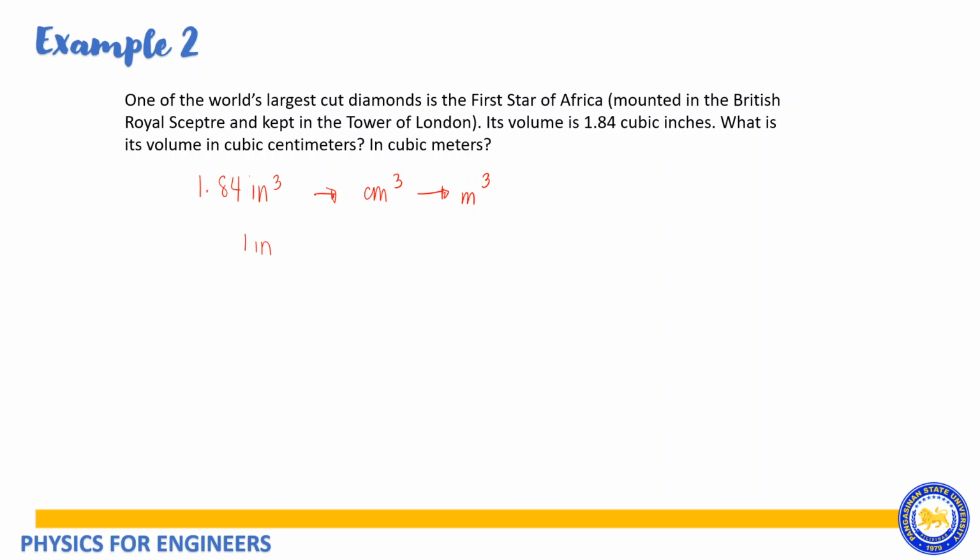1 inch is equal to 2.54 centimeters. Okay? And 1 meter is equivalent to 100 centimeters. So, i-set natin to 1.84 inches cube. Kailangan makancel si inches. So ilagay natin sa cube kasi cube to. And then 2.54 centimeter. Dahil kinube natin yung baba, syempre, i-cube din natin ito.